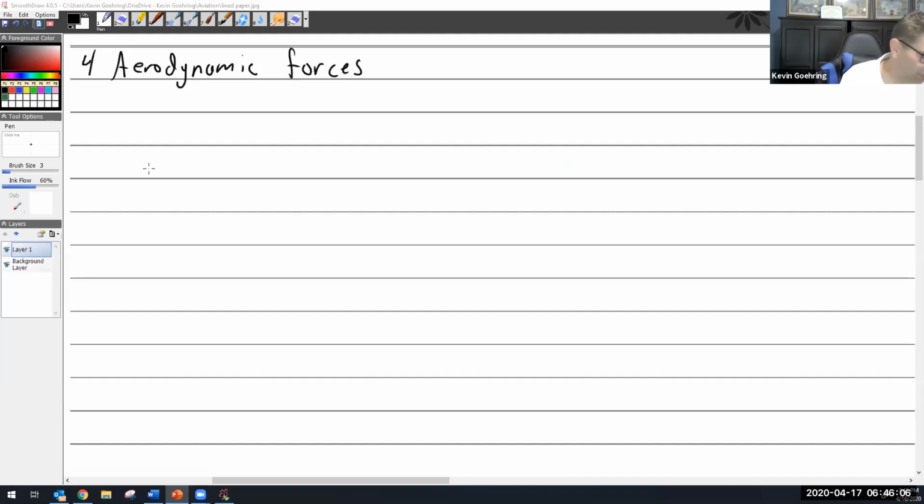The whole thing is just called aerodynamic forces. Lump it all in. So, all right. The first one we had is centrifugal force.